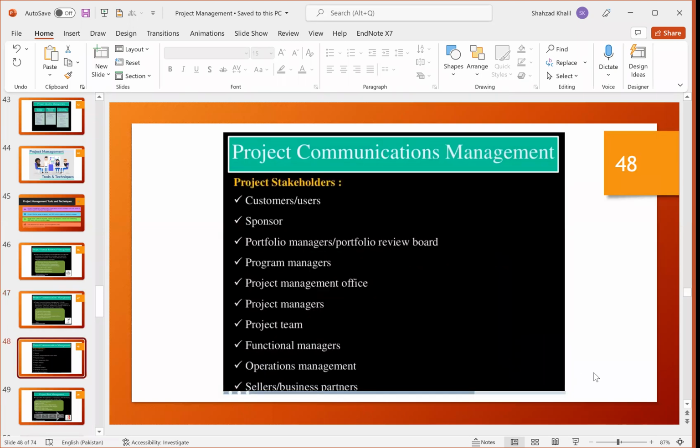Project communication management, project stakeholders could be customers or users, sponsors, portfolio managers, portfolio review board, program managers, project management office, project managers, project team, functional managers, operational management, and seller business partners.